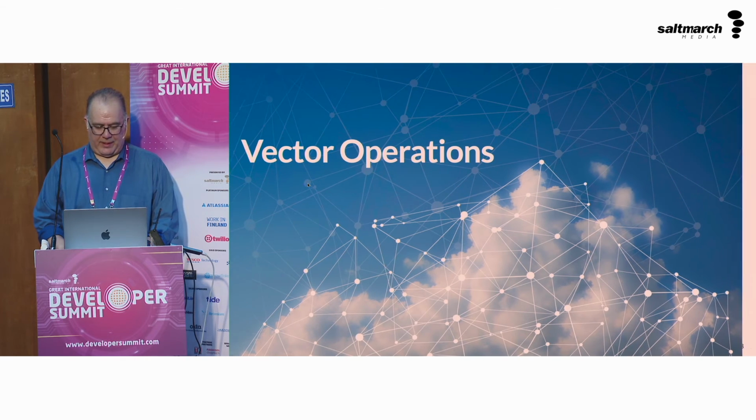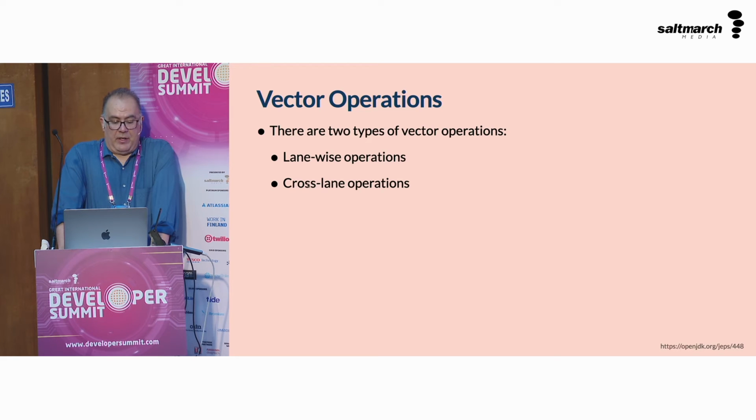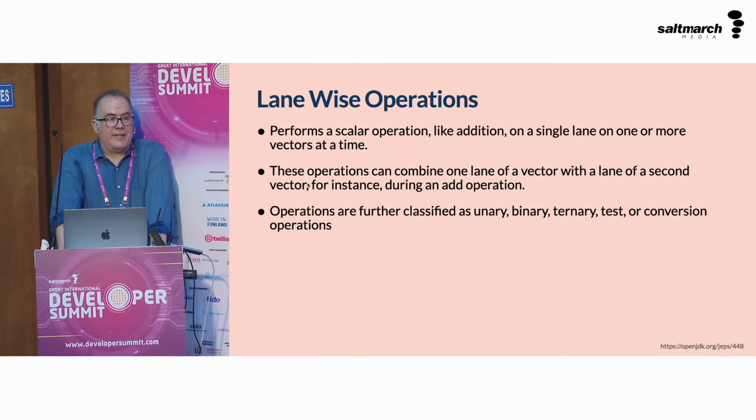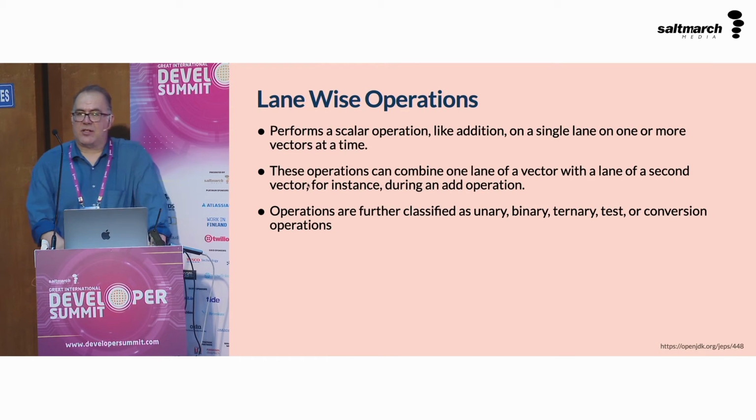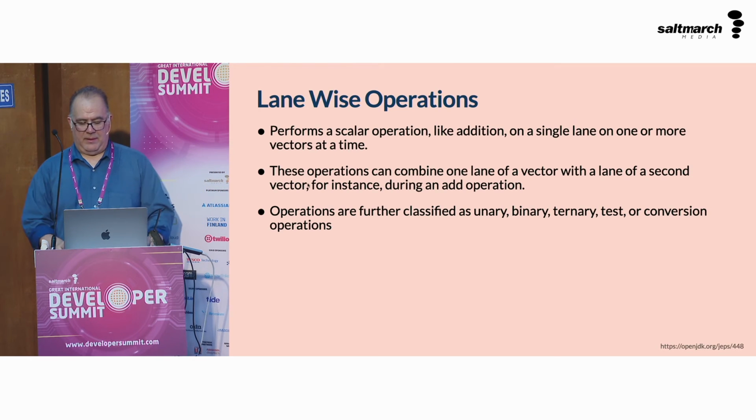Okay? So, vector operations, and there are different vector operations. The ones we've seen up to this point, particularly because of addition, are called lane-wise operations. That's just a fancy word for everything stays in its lane. These operations can combine one lane of a vector with a lane of a second vector, and then just add them together.